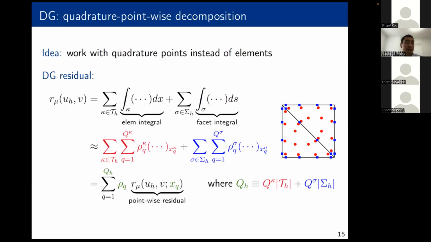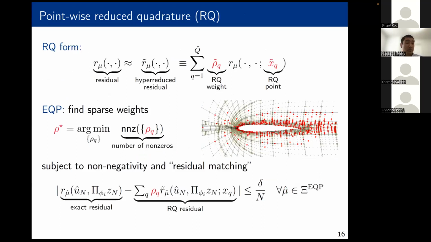So our approach to resolving this is to work with quadrature points instead of elements. Instead of just dividing the residual into elements and facets, we are going to further divide that to the individual quadrature point level. That is shown pictorially on the right. So instead of just element and facet, we break it down into red dots for the elements and blue dots for facets. And then we think of the DG residual as the sum of the residual coming from these individual contributions. The rest of the process works exactly the same.